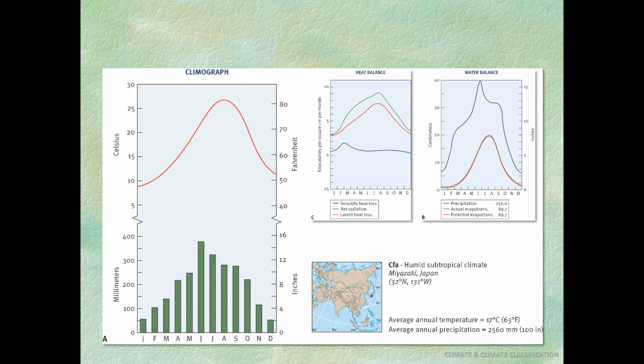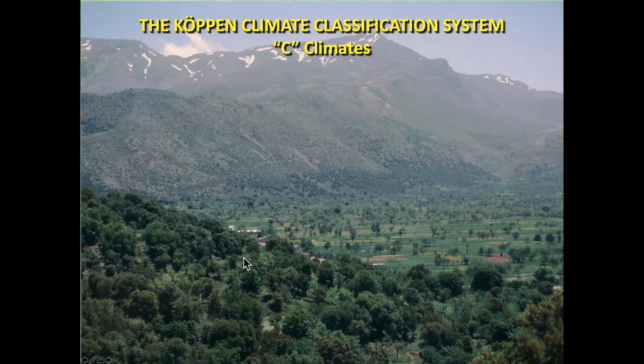There's a climate graph for a place in Japan, which has a Cfa climate, very similar to what we have here. And this is a Cfb climate in terms of what it kind of looks like. And you could pick up a whole bunch of other images to depict it.